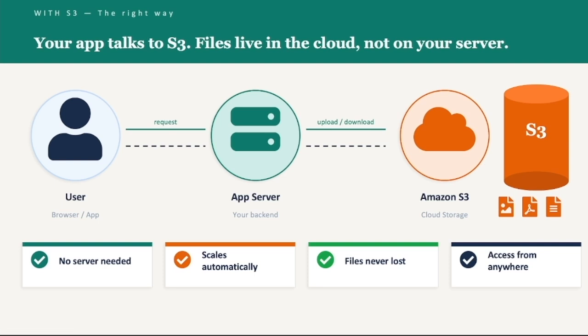Now think about what that means. If your server crashes, no files are lost because files are not on it. If you need to scale to a million users, S3 handles it automatically. You don't change a single line of code. If you need to access that file from any region like Singapore, New York, Mumbai, the URL will be the same, and you can instantly fetch that file. No server needed for storage. Scales automatically. Files never lost. Access from anywhere in the world. This is why every serious app, from startups to Netflix, uses S3 as the foundation of storage.